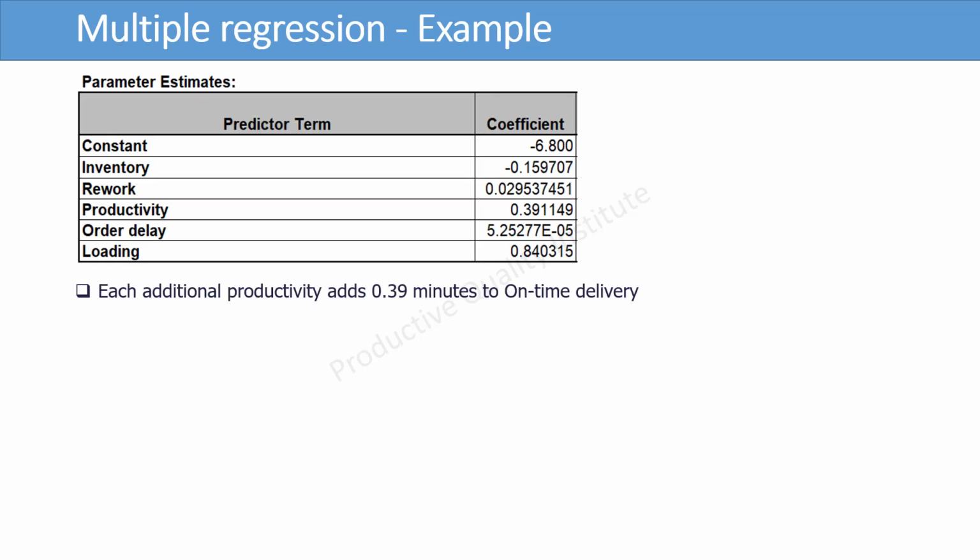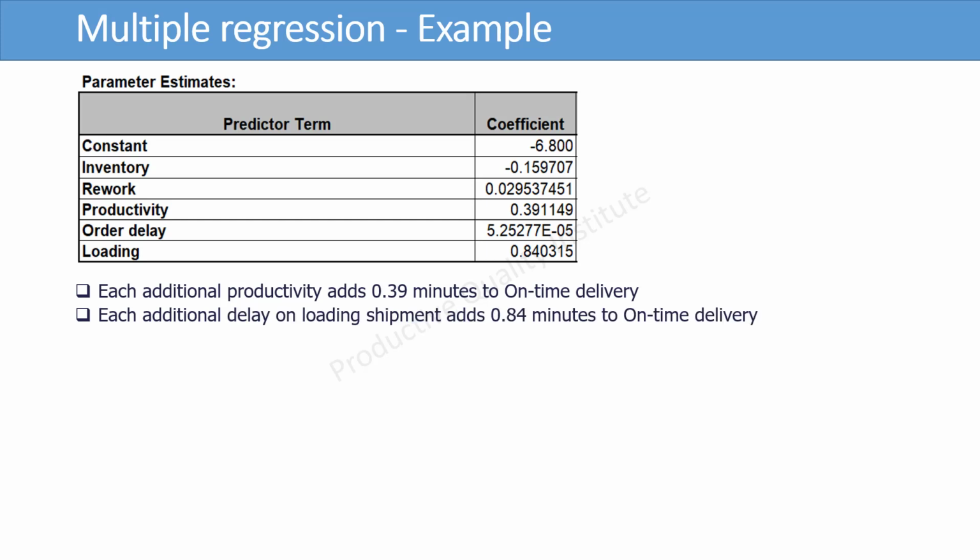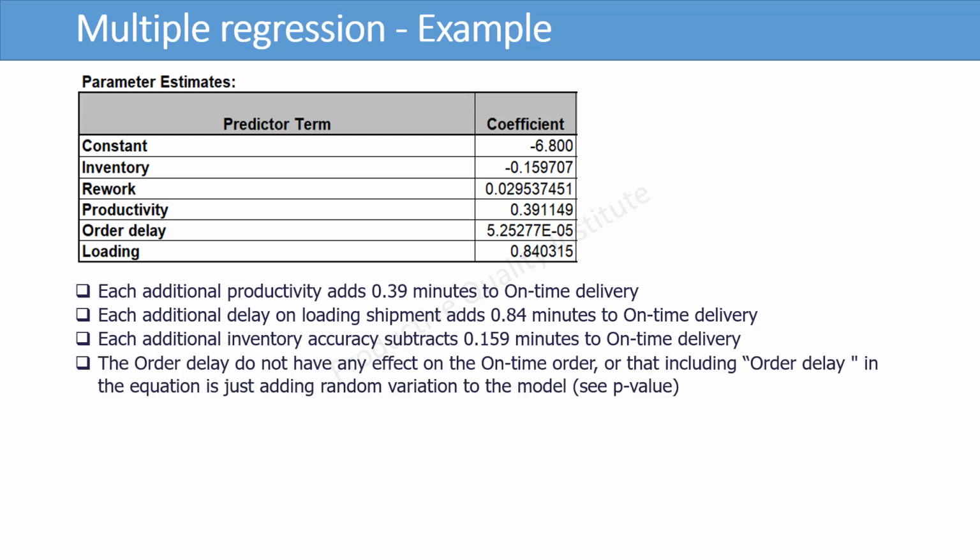Each additional productivity adds 0.39 minutes to on-time delivery. Each additional delay on loading shipment adds 0.84 minutes to on-time delivery. Each additional inventory accuracy subtracts 0.159 minutes from on-time delivery. Order delay does not have any effect on on-time order, or including order delay in the equation is just adding random variation to the model. P value.